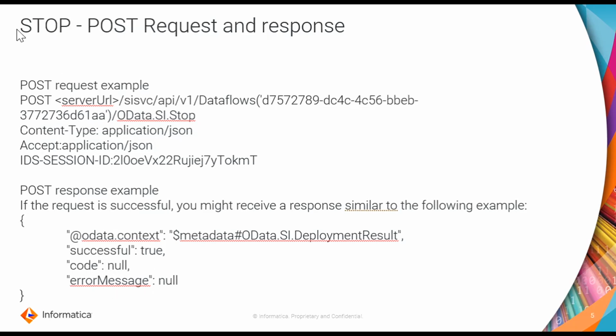Similarly, this is how to stop the job using a POST request, and this is the sample response. Here we'll be giving the same as the earlier one. Here we'll be providing stop, and the headers are the same: content type, accept, and IDS session ID. After that, this will be the sample response. Here you'll be getting the successful status true or false, code and error message.